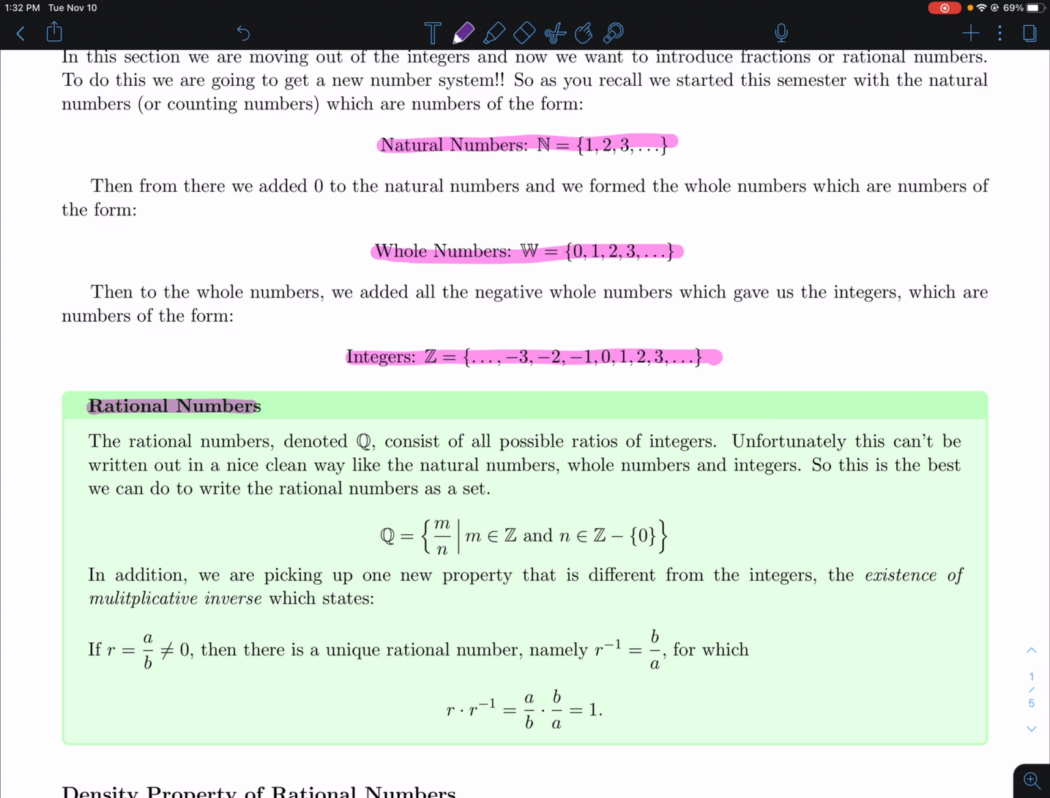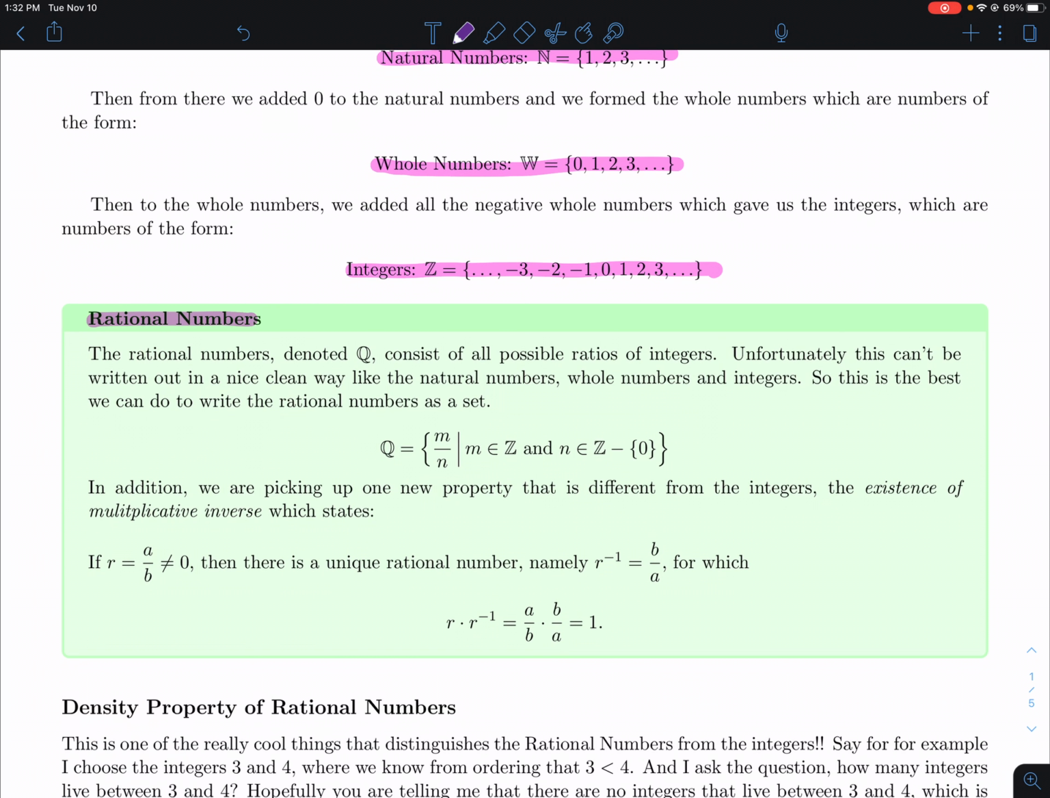So I'll formally define what we mean by rational numbers. The rational numbers, denoted Q, consist of all possible ratios of integers. Unlike the sets above, we can't list them in nice set notation because there are so many different fractions. The best we can do is say Q is equal to m over n, such that m is an element of the integers and n is an element of the integers minus 0. Remember, we're not allowed to have a 0 in the denominator.